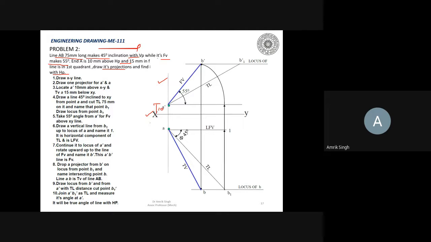And above XY the top view is 15 millimeter, A and HP and 15 mm in front of the VP. So this is 15. The top view है ना? So this is, Yes, sir. 15 given. So this 10 and 15 is known to you. So you have got these 2 points.